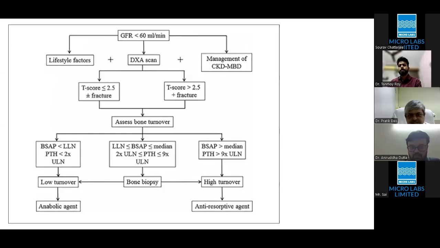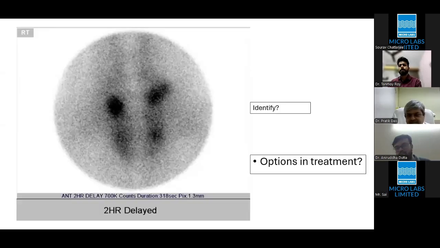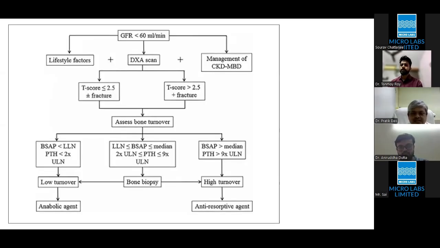So what are the indications of parathyroidectomy? If it is not responding to medical treatment, if there is diffuse bone pain, intense pruritus, recurrent bony fractures, and not responding to medical treatment. We'll first try medical treatment. Then see in the next slide, how do you manage such cases? Ideally, how do you manage?